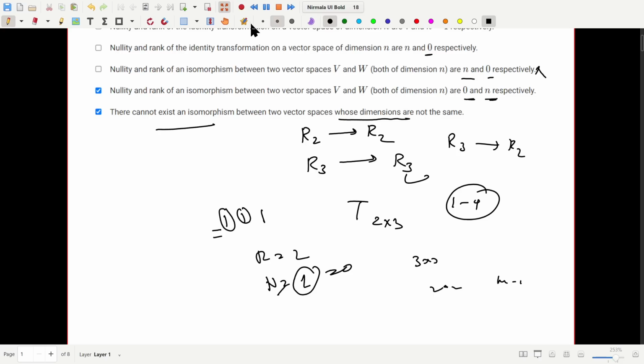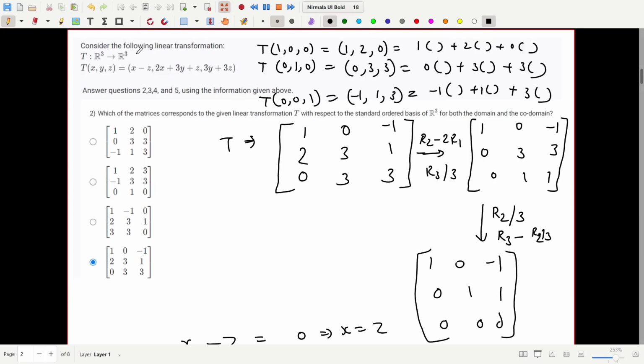Okay, next question is: consider the following linear transformation, (x,y,z) transfers to (x minus z, 2x plus 3y plus z, 3y plus 3z). Which of the matrices corresponds to the given linear transformation T with respect to the standard ordered basis of R3 for both the domain and codomain?